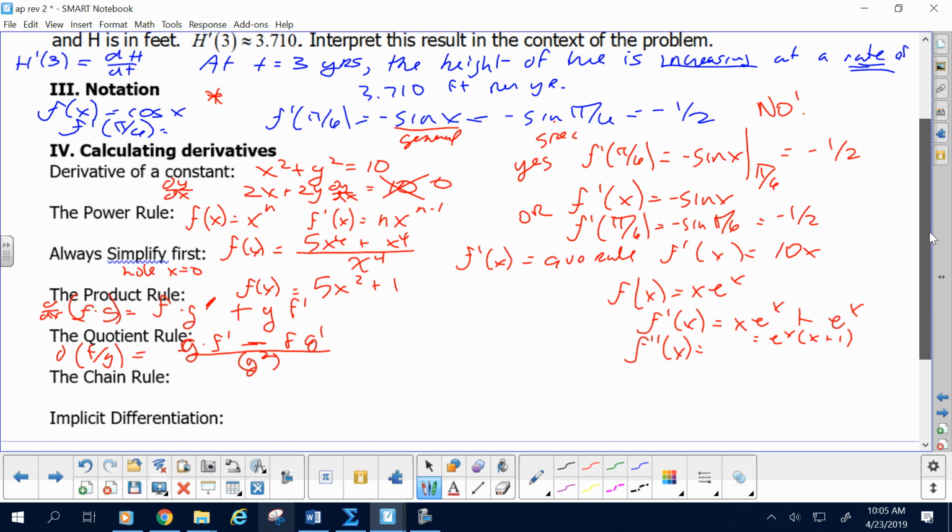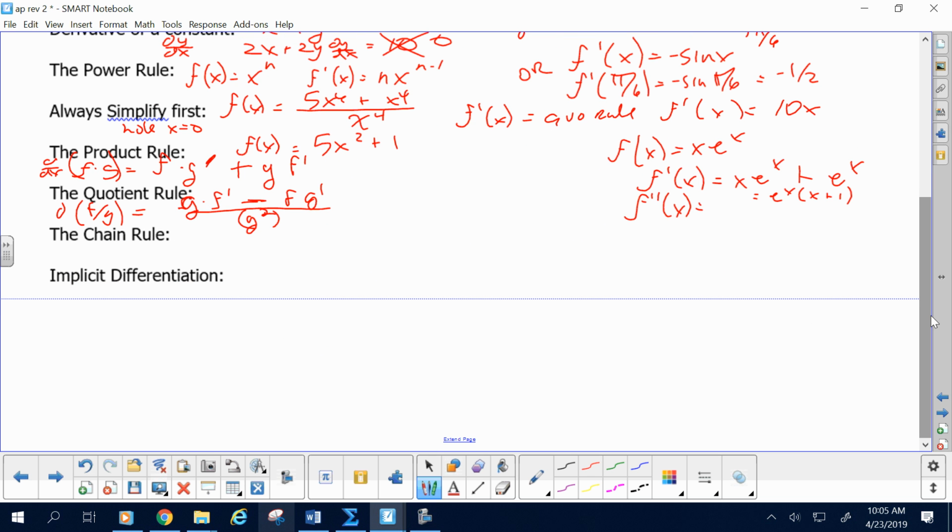Chain rule. Chain rule is when you have a function within a function. And what must you do? Talk to me. Derivative of the outside, f prime, with the inside the same, times the derivative of the inside.